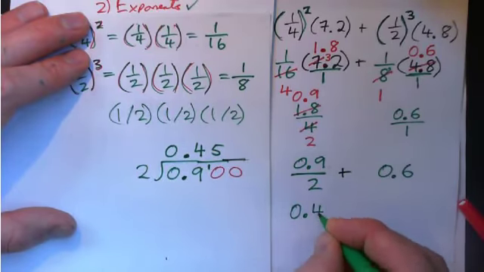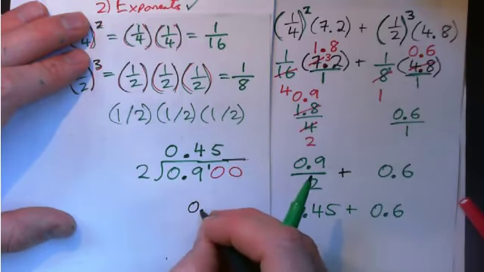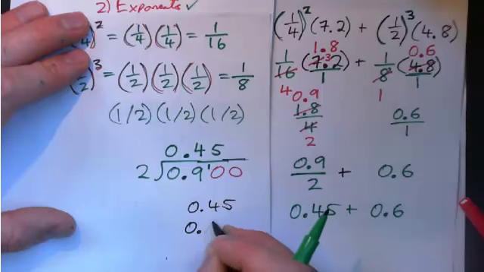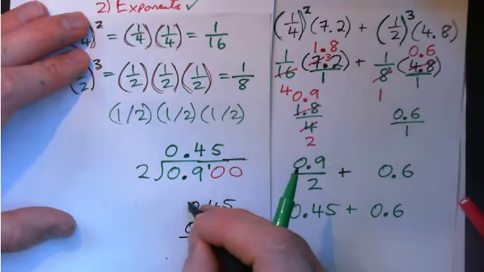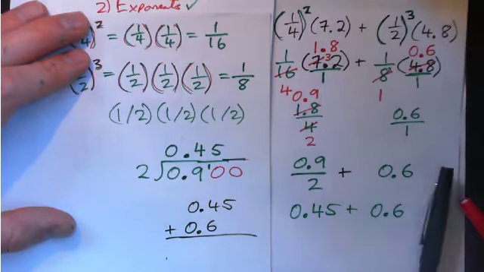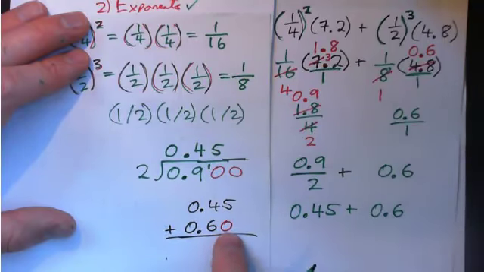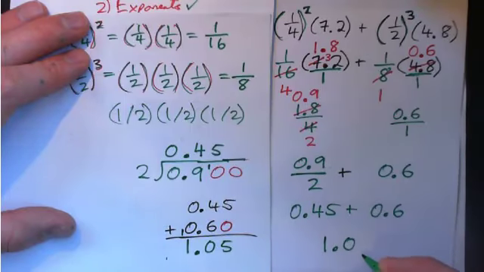So that's 0.45 plus 0.6. So I've got to add these guys together. 0.45, 0.6. Make sure you put the units over the units, the tenths over the tenths, and the hundredths over the hundredths when you're adding. Okay? And you can put a 0 placeholder if you like. 0.6 is just like 0.60, right? 5 and 0 is 5. 4 and 6 is 10. Carry the 1. And this is 1. And the decimal point goes here, right? So we get 1.05.